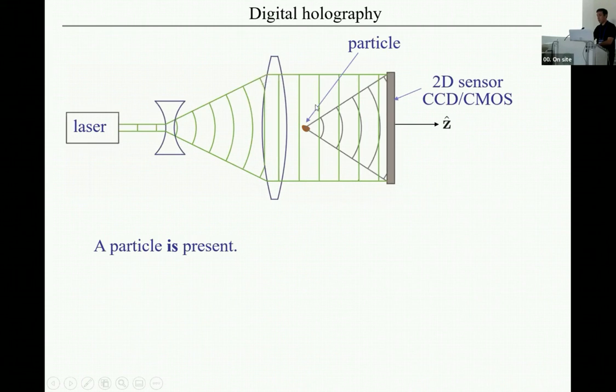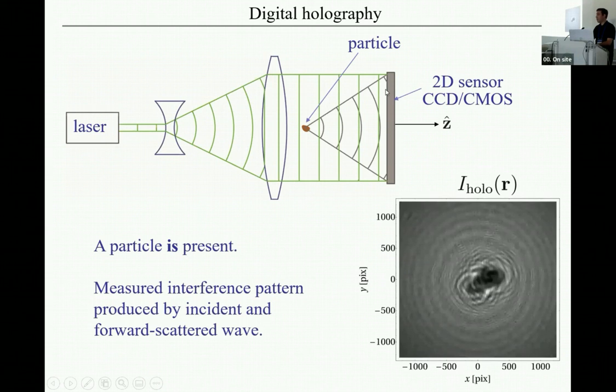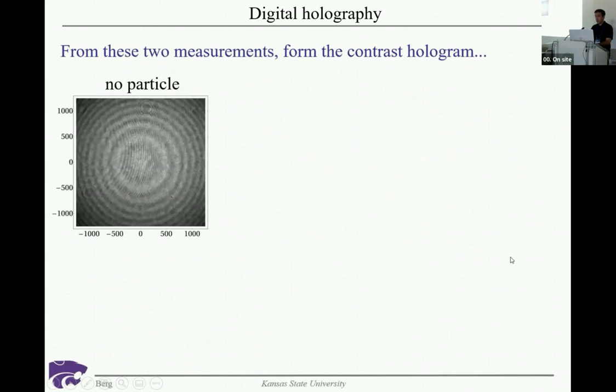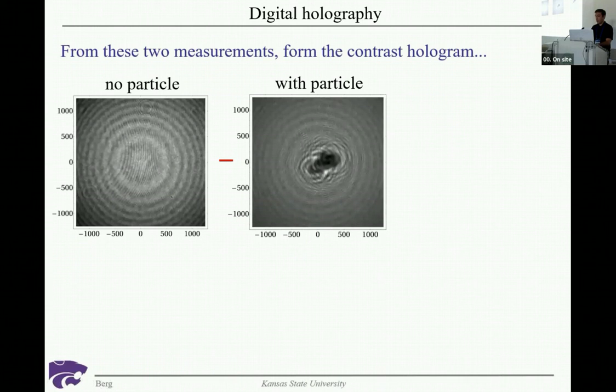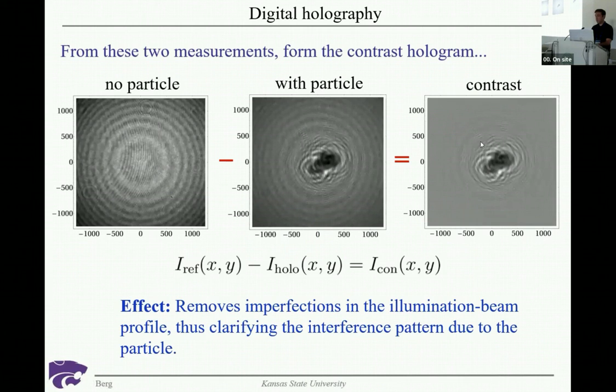The next step is to allow a dust particle to enter the beam. And notice that it will scatter a little bit of the incident beam. And so there's two waves across the sensor. There's the scattered wave due to the particle and the unscattered wave, or the remainder of the illuminating beam. These interfere and create a fringe pattern on the sensor. So this fringe pattern is a hologram. Then you subtract the no particle measurement from the particle measurement to get what we call a contrast hologram. And the point of doing this is to basically remove background noise, and it improves the image you're going to get next.